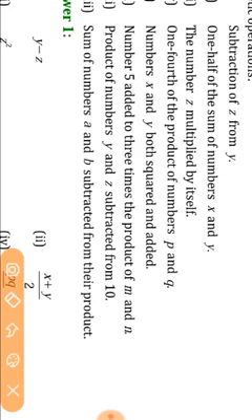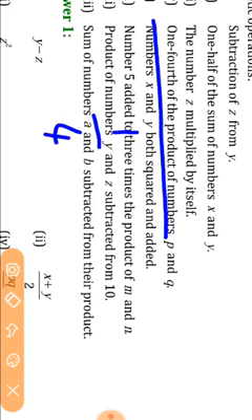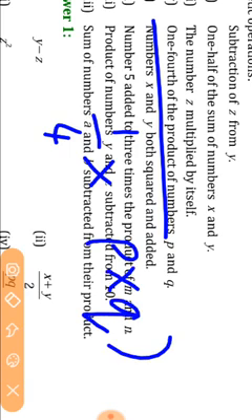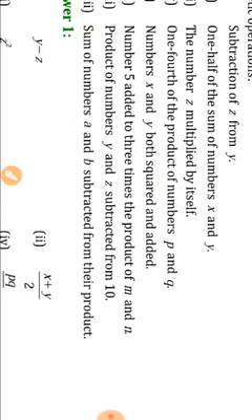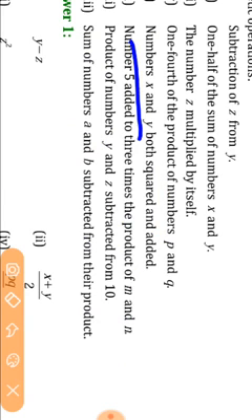Now the 1/4 of the product. Of means multiplication, of the product of numbers. Product of numbers means multiplication of p and q. So briefly what we can write is pq by 4. pq is nothing but p into q, divided by 4. That's all.